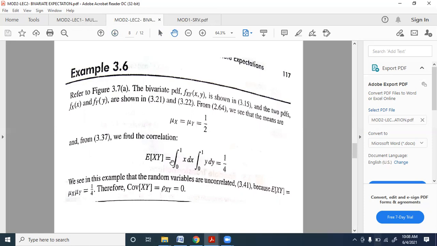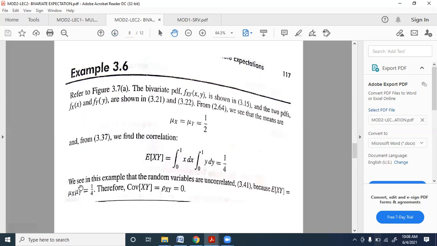And later we can separate them out, and then we'll get integral 0 to 1 x dx and integral 0 to 1 y dy. So this will be x squared by 2, this will be y squared by 2, and if you substitute the limits 0 to 1 and 0 to 1, it will become 1 by 4. Also, if you take mu x mu y, we know that it will be half into half, which will be 1 by 4.